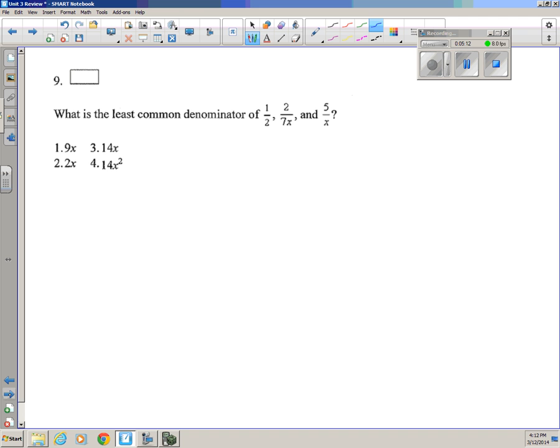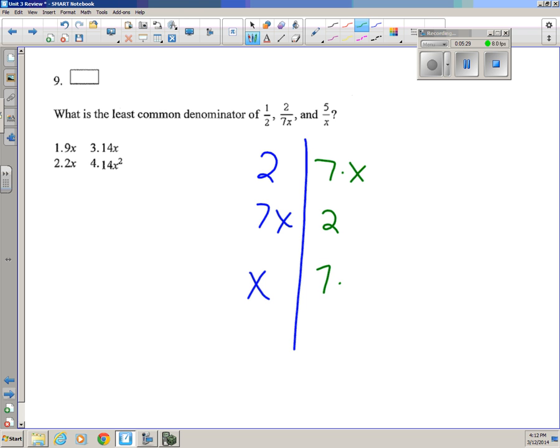Number 9, what's the least common denominator? So for my least common denominator, I'm dealing with the 2, a 7x, and an x. Well, right now, this one is missing the 7 and the x. This one is missing a 2. This one is missing the 7 and the 2. All of them now total 14x. My least common denominator is 14x.